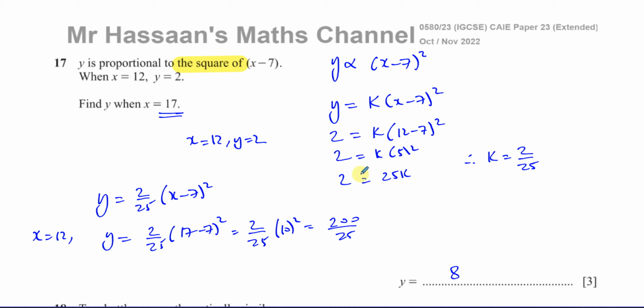Pretty simple, but be careful about this, the square of. Don't just put y is proportional to x minus 7. You have to think about what's mentioned there. If it says the square root of, you write square root; cube of, you write cube. Whatever is mentioned there, you have to do that to the part after the proportional. If something's proportional to something, it's equal to some constant times it. If it said y is inversely proportional to the square of x minus 7, it'd be y equals k over x minus 7 squared. But this is proportional, which means directly proportional, so it's k times.